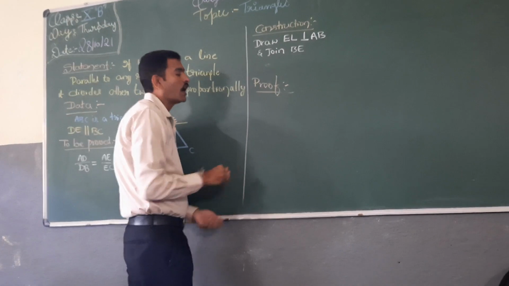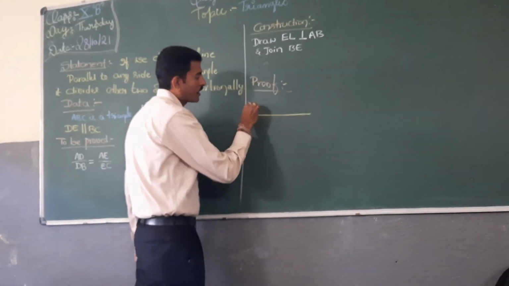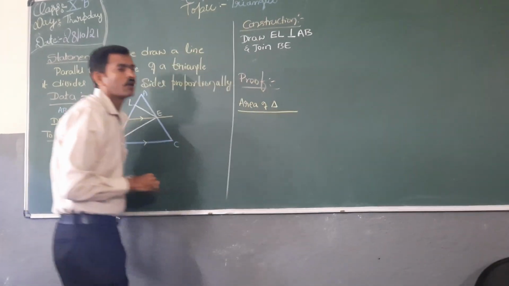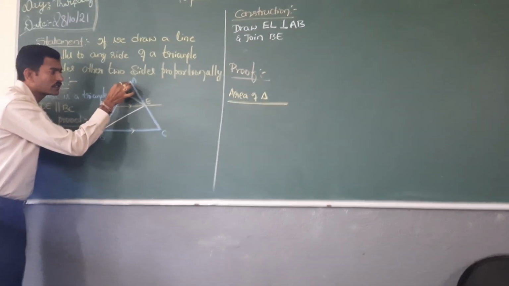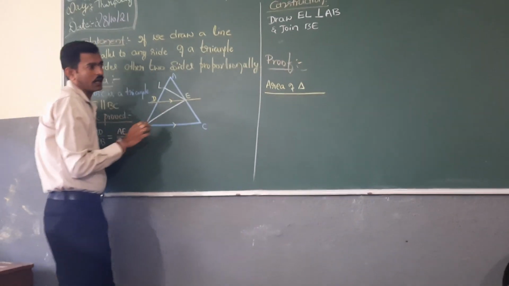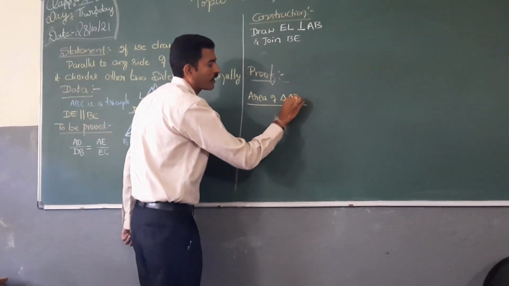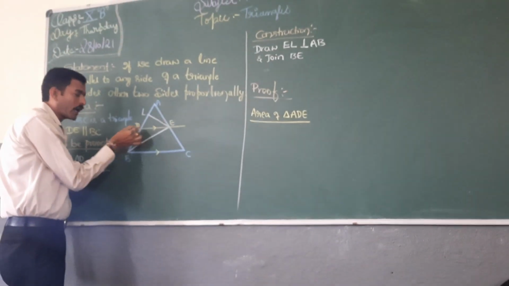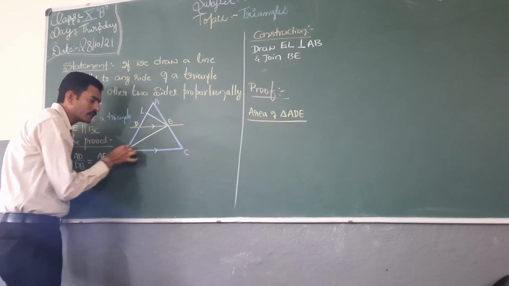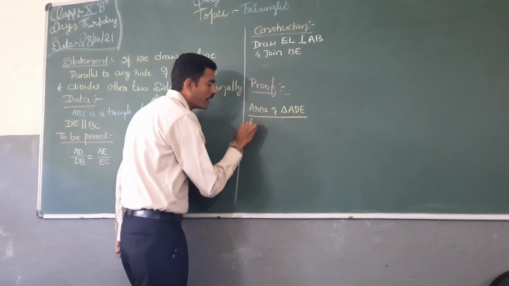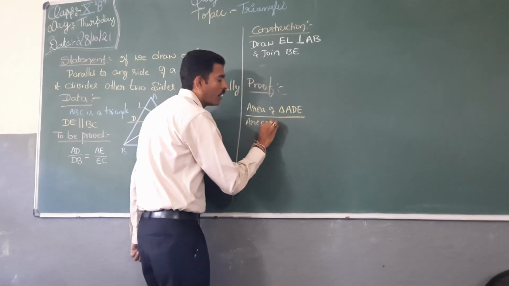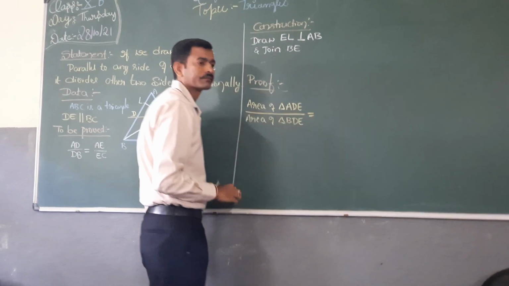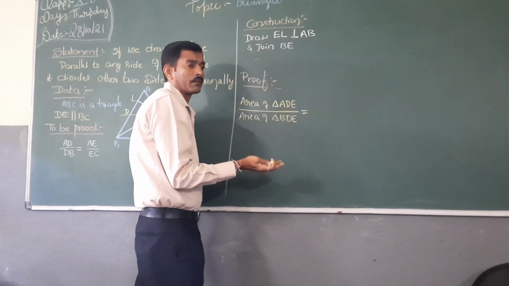Sir, I will take the ratio between the areas of triangles. What triangles are we taking? Let us take triangle ADE as one triangle. Sir, first you take triangle ADE as the numerator. Then you compare it with the new triangle BDE. This is the new triangle. You compare with the area of triangle BDE. Any doubt? No, sir. Now you write the formula for this.